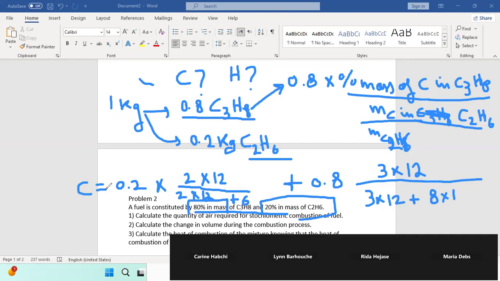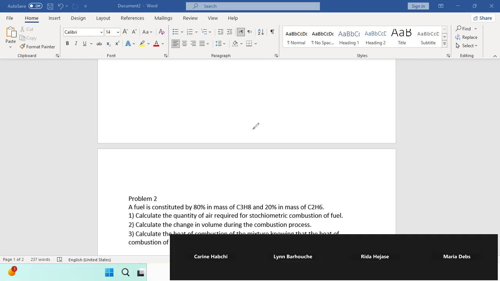Now this is for C. For H, since I just have C and H, if I obtain the percentage in mass of carbon in my fuel, H will be simply 1 minus C, because the summation is equal to 1. And now, once I have C and H, I just have to replace in the formula of the previous problem to determine the quantity of air required for stoichiometric combustion. Any question on this part?